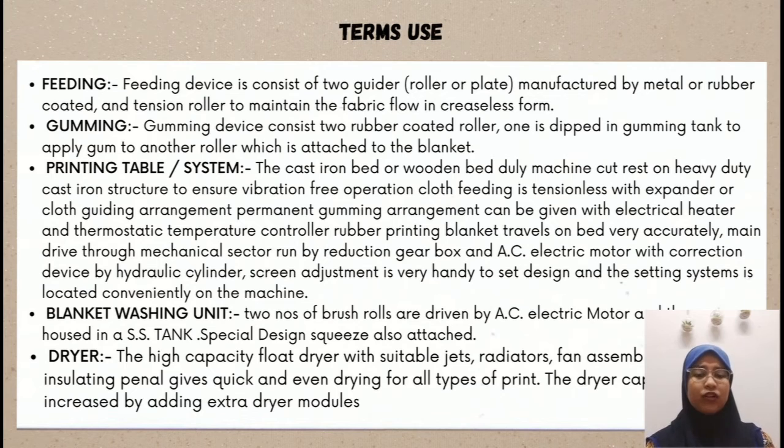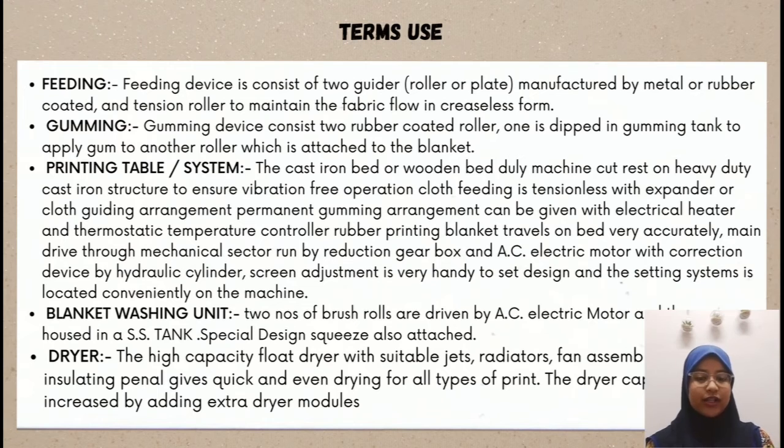Next is the printing table or system. The cast iron bed or wooden bed duly machine cut rests on a heavy-duty cast iron structure to ensure vibration-free operation. Cloth feeding is tensionless with an expander or cloth guiding arrangement permanently. Gumming arrangement can be given with an electrical heater. The next is the blanket washing unit. Two nests of brush roll are driven by an AC electric motor and they are housed in an SS tank. Special design squeegee is also attached.